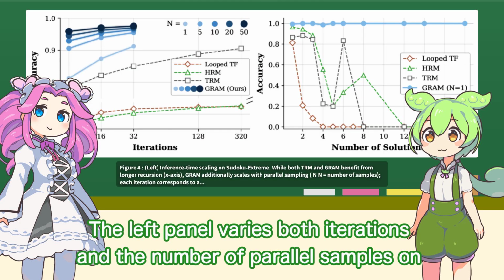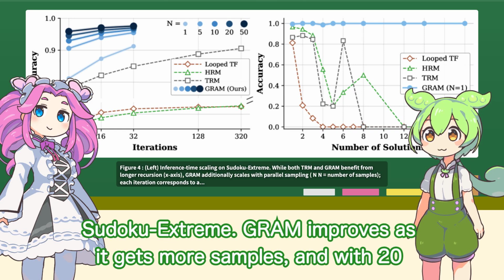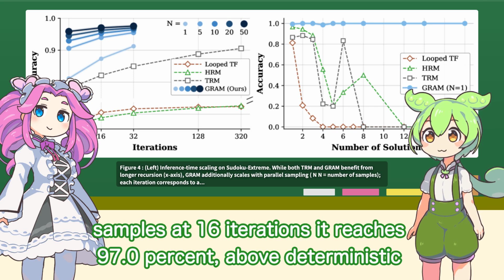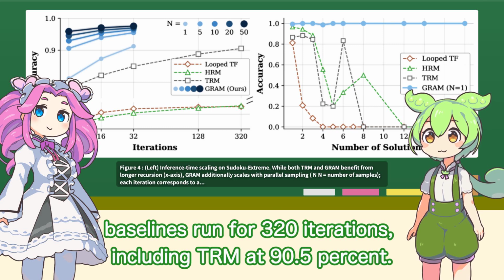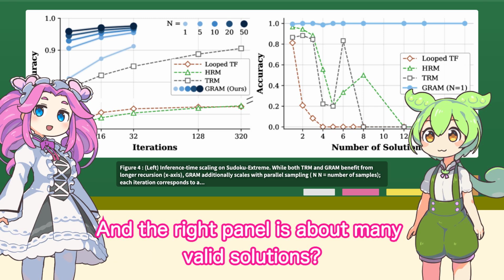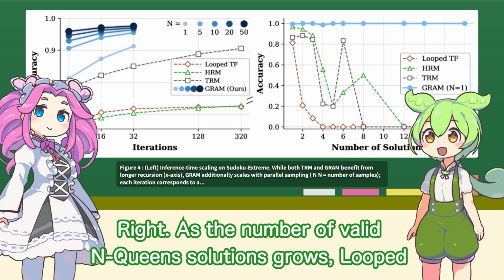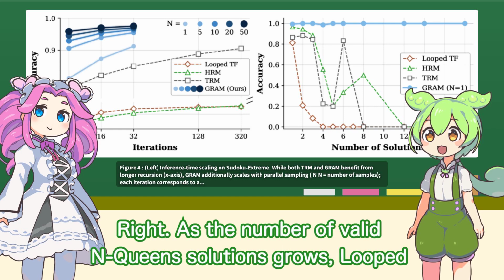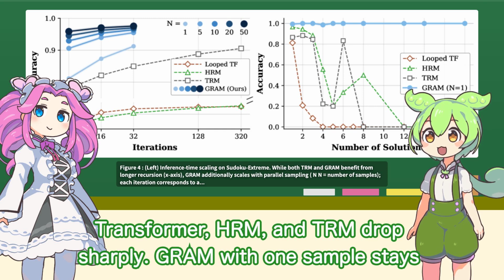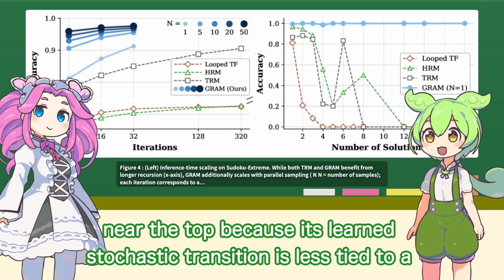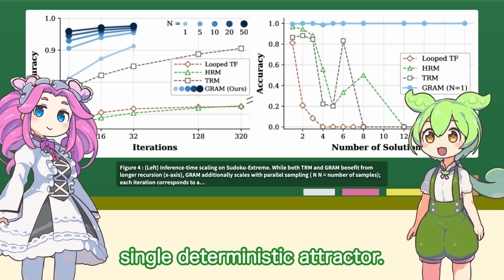The left panel varies both iterations and the number of parallel samples on Sudoku Extreme. GRAM improves as it gets more samples, and with 20 samples at 16 iterations it reaches 97.0%, above deterministic baselines run for 320 iterations, including TRM at 90.5%. And the right panel is about many valid solutions. Right. As the number of valid n-queen solutions grows, Loop Transformer and HRM drop, while GRAM with one sample stays near the top because its learned stochastic transition is less tied to a single deterministic attractor.